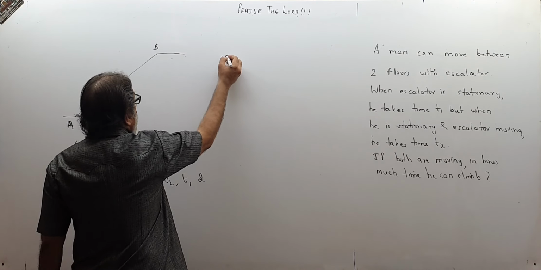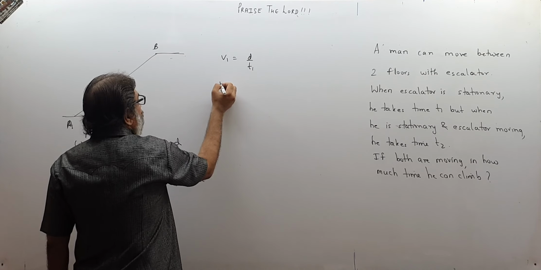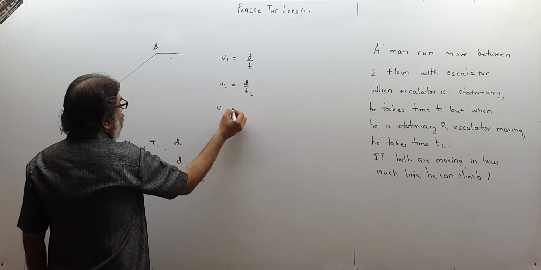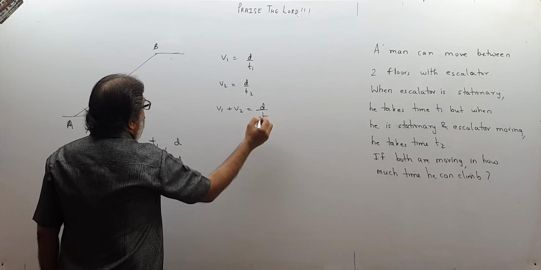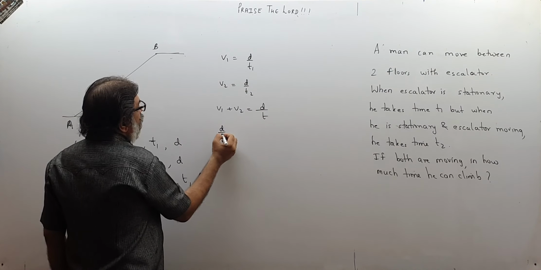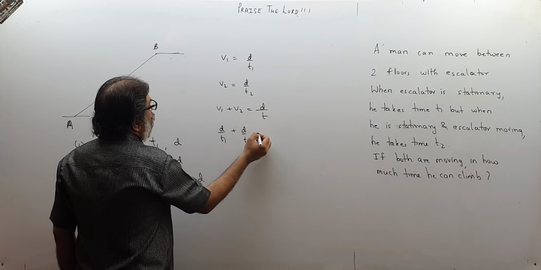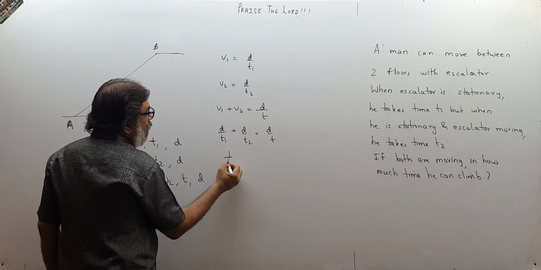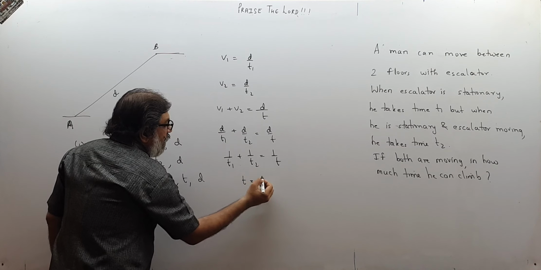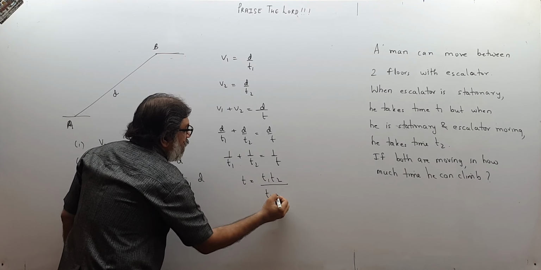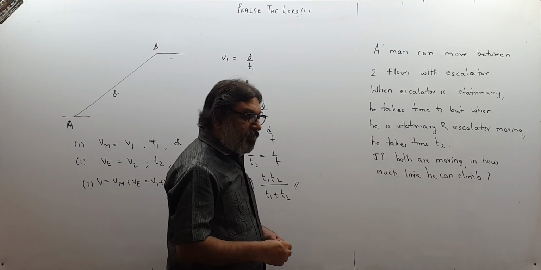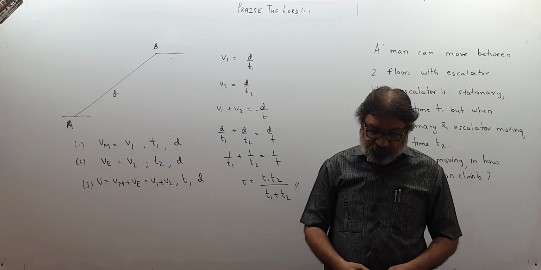For case 1, v1 equals d upon t1. For case 2, v2 equals d upon t2. For case 3, v1 plus v2 is d upon t. T we want to find out. Just put the values of v1 and v2. So d upon t1 plus d upon t2 is equal to d upon t. D gets cancelled out. So 1 upon t1 plus 1 upon t2 equals 1 upon t. So t will come out to be t1 t2 upon t1 plus t2. This will be the formula for the time taken by the man when he and the escalator both are moving.